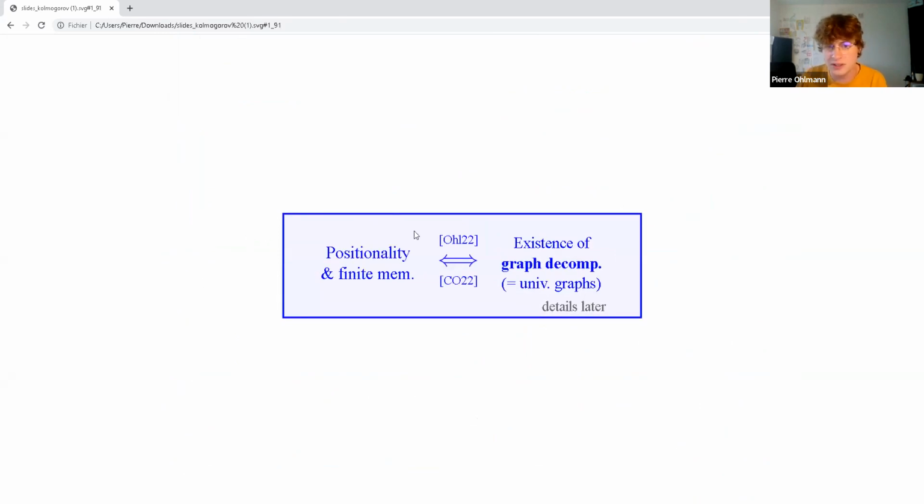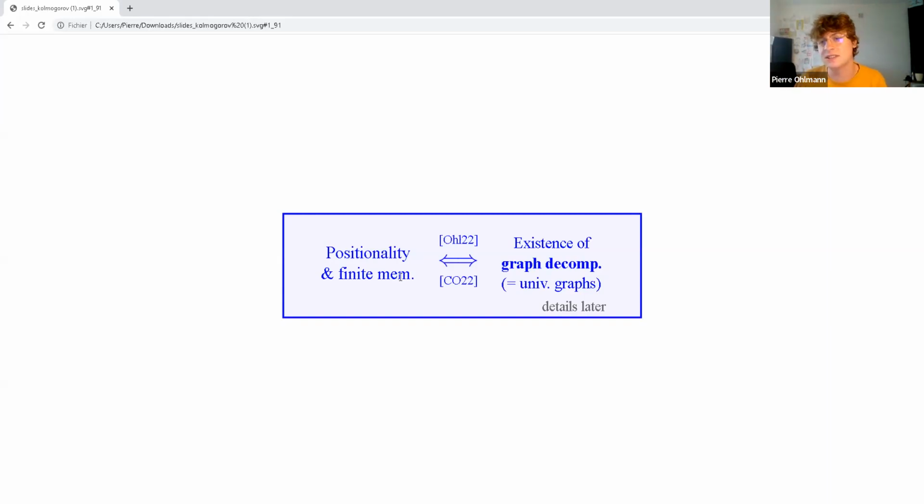So this is the tool itself. The tool I want to discuss has two variants, one variant that talks about positionality, one variant that talks about finite memory. The one for positionality was presented at LICS this year, and now we have a new paper on arXiv that extends this to finite memory, which is more general.